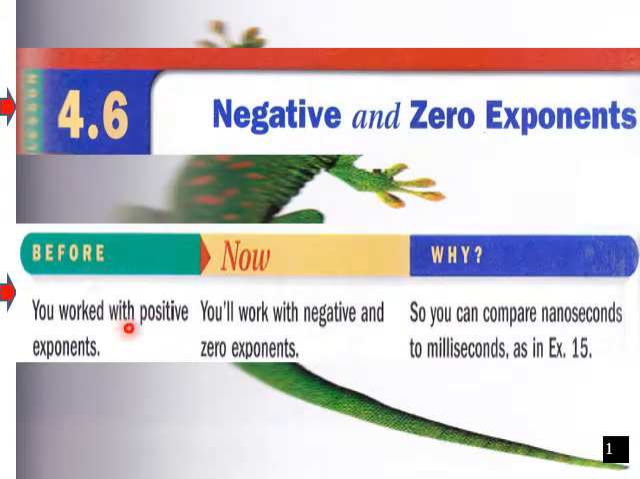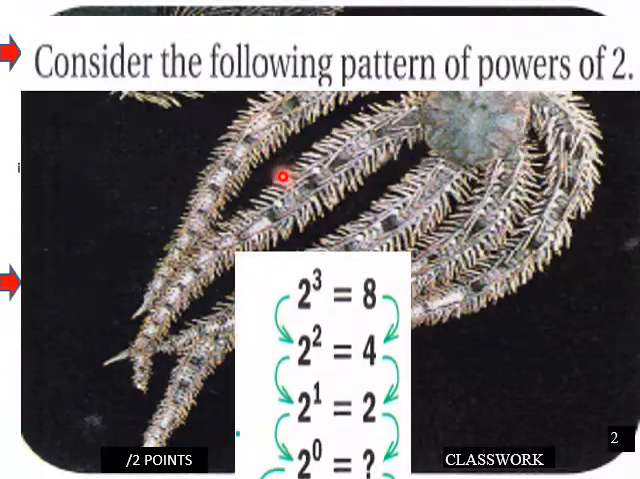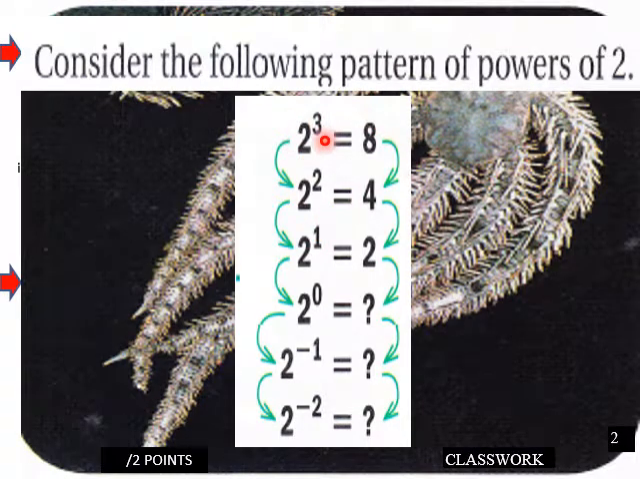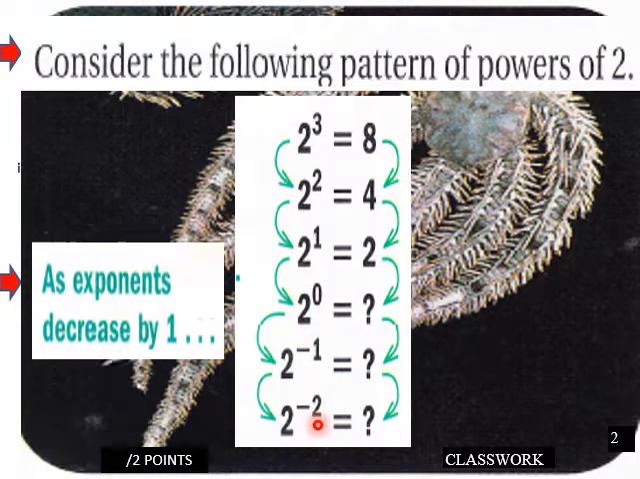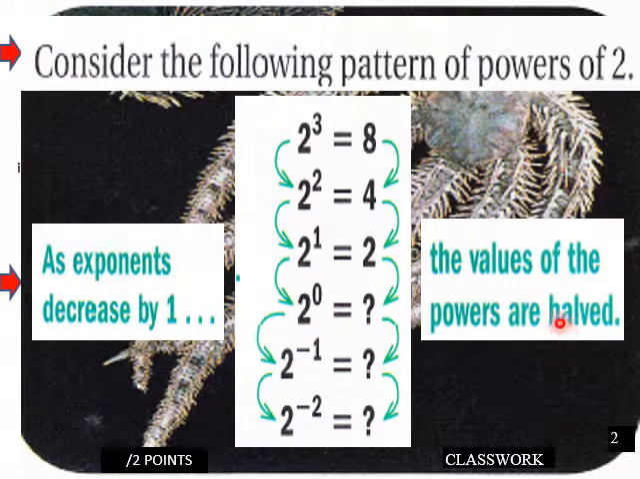Negative and zero exponents. You work with positive exponents. You will work with negative and zero exponents. Consider the following pattern: powers of 2 here, 2 cubed, 2 squared, 2 to the first, 2 to the 0, 2 to the negative 1, 2 to the negative 2. As the exponents decrease by 1, the values of the powers are halved.